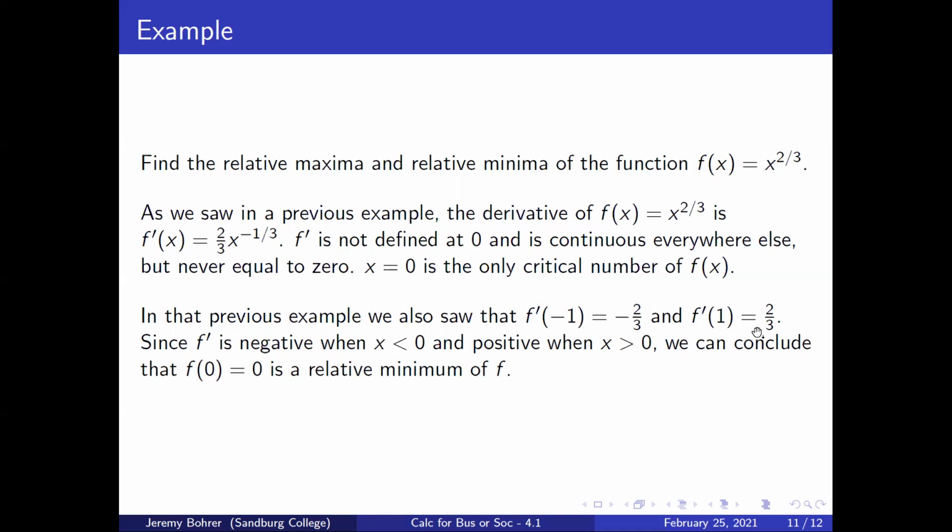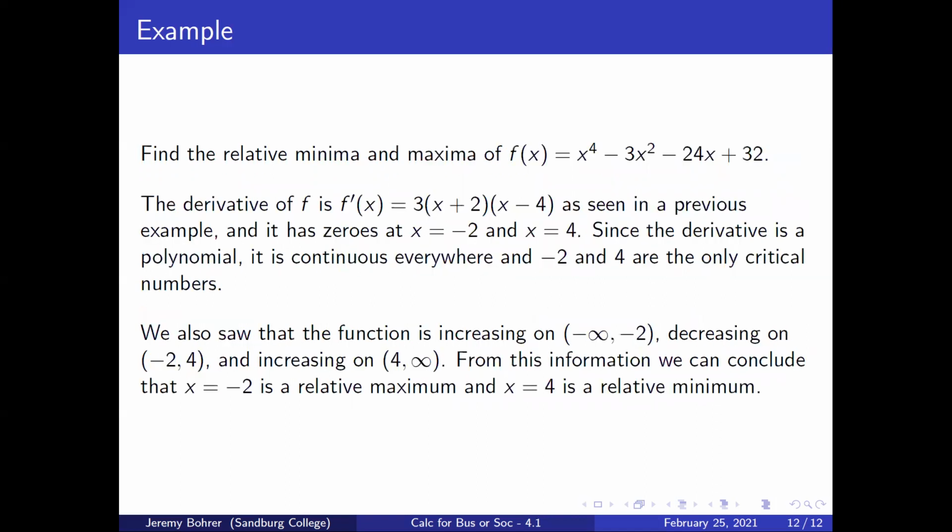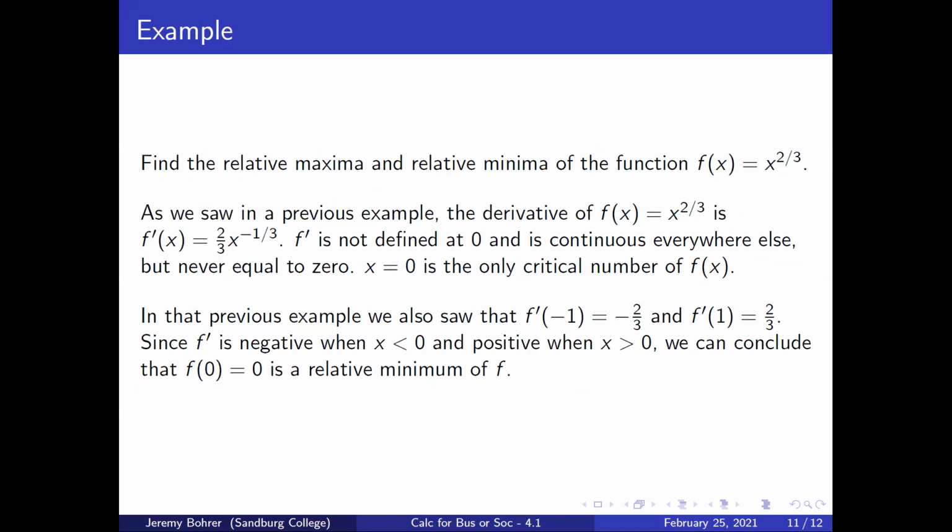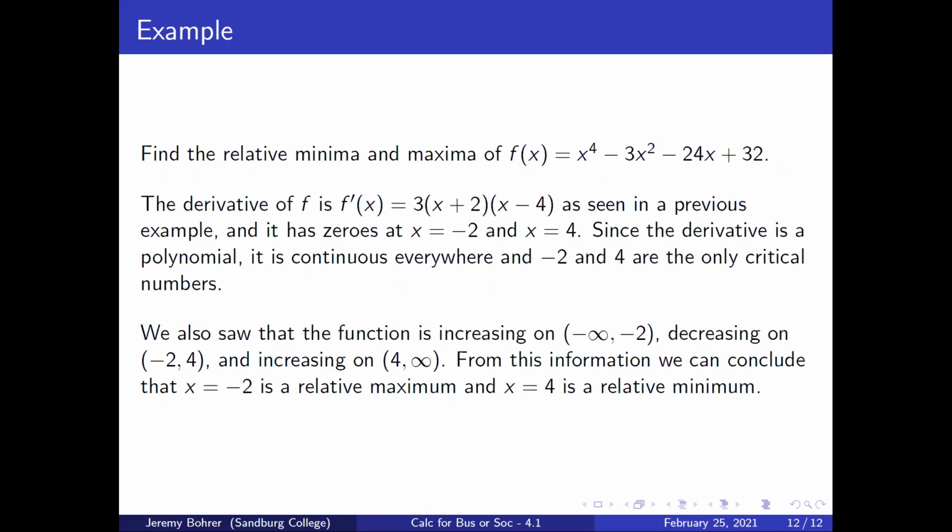In that previous example, we also saw that f prime of -1 is -2/3 and f prime of 1 is 2/3. Since f prime is negative when x is less than 0 and positive when x is greater than 0, we can conclude that f of 0 equals 0 is a relative minimum of f.